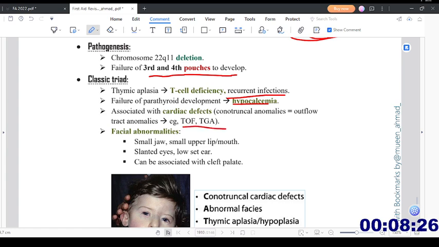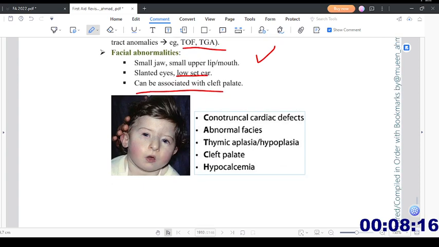Facial abnormalities include a small jaw, small upper lip and mouth, slanted eyes, low set ears, and it can be associated with a cleft palate as well. In these pictures, this is a picture of a child with that syndrome, Raynaud syndrome.